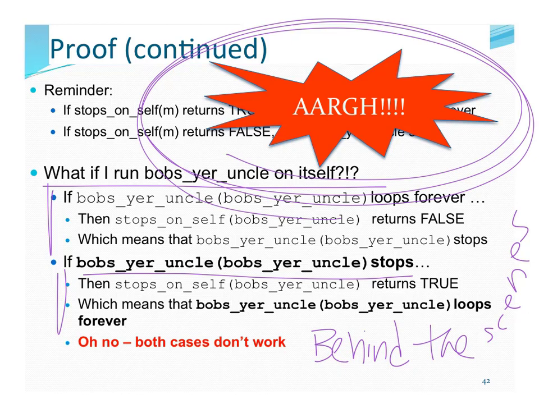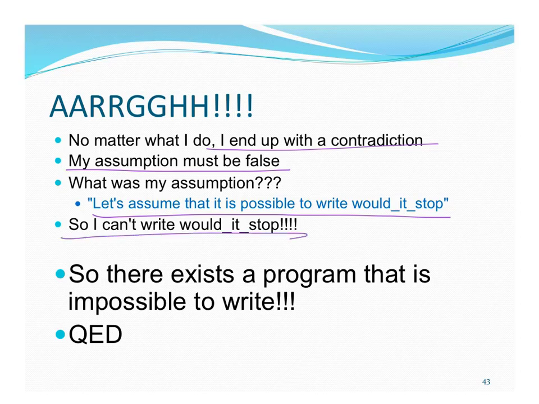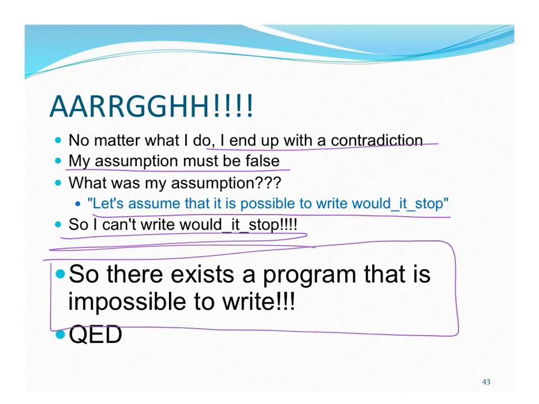All right? We have a contradiction. Both cases don't work. No matter what I do, I end up with a contradiction. Therefore, my initial assumption must be false. What was my initial assumption? My initial assumption was, let's assume that it is possible to write the would it stop method. So that's false. So I can't write would it stop. So there exists a program that is impossible to write. QED with some more fireworks.